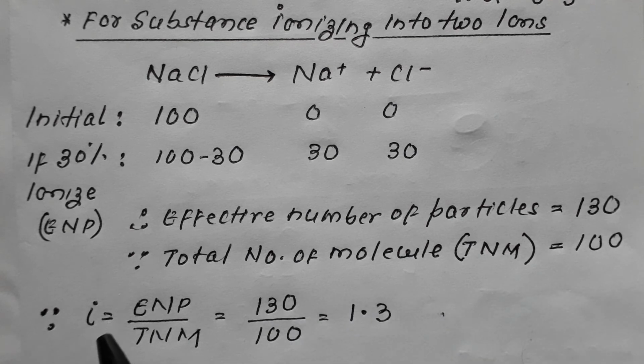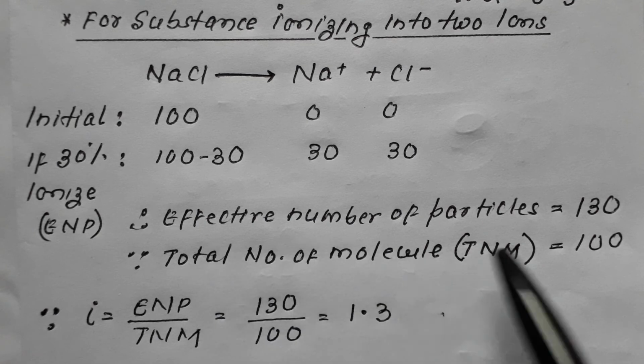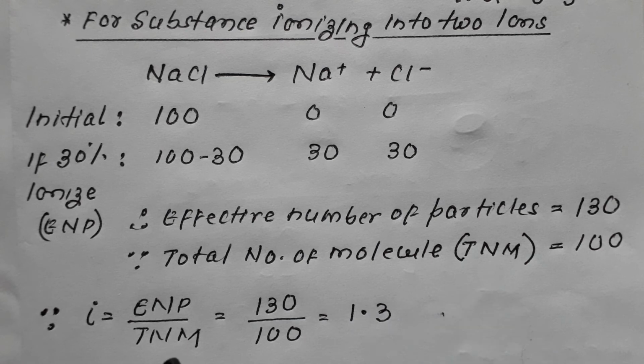Therefore, remember, i is equal to the effective number of particles, that is the observed value, upon the total number of molecules, which is the normal value. Observed is 130, normal is 100, therefore i comes to be 1.3.